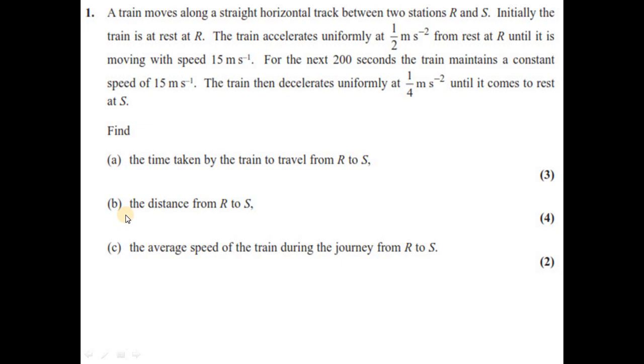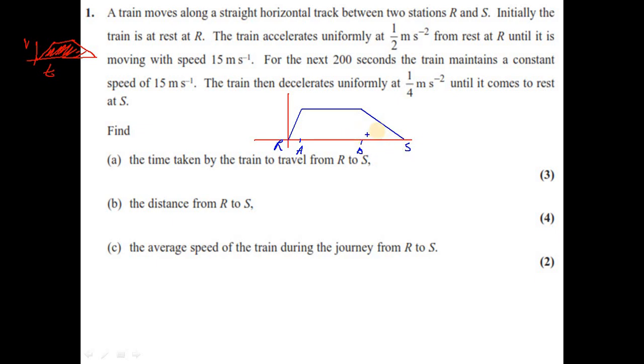Okay, part B. Find the distance from R to S. Again, you can use equation of motion, or you can use the graph to find the distance, because for a velocity time graph, a VT graph, if you have a graph of something like this or any shape, then the area under the graph gives you the distance. So for this situation, this is the point A, point B, station R and S.